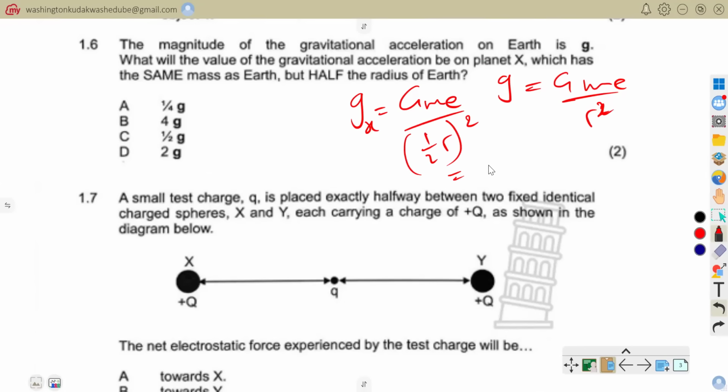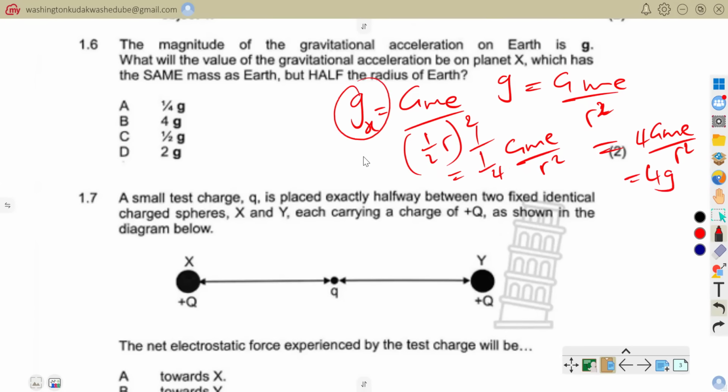So this would give you 1 over 4 GME over r squared, so 1 over 1 over 4 of this. So this is going to be equal to 4 GME over r squared, because here this is 1 over 2 squared, which gives you 1 over 4. So it is 4 GME over r squared, which is simply 4G. So the gravitational acceleration on planet X is going to be 4 times the gravitational acceleration on planet Earth. So our answer there was B.